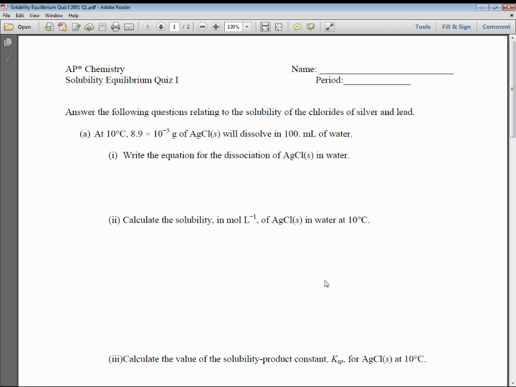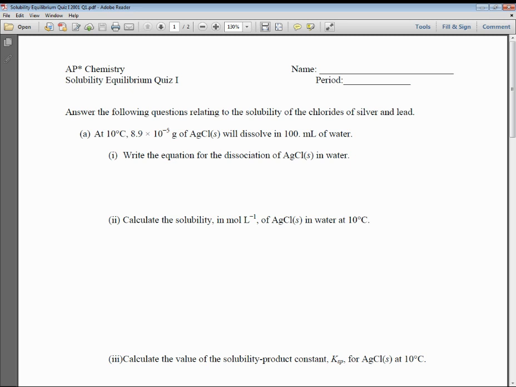All right. I'm going to start by writing this part out. AgCl solid yields an equilibrium Ag plus Cl minus. Okay, can't get any easier than that, right?